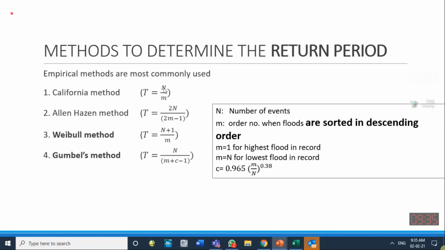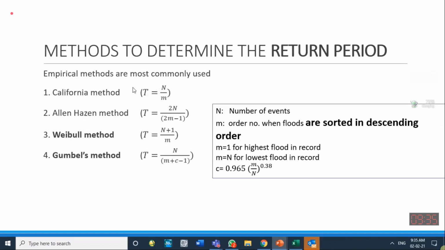So if n is the number of events in the series of data, and m is the rank of that event, m is the rank in descending order. If we arrange the whole series in descending order and give rank 1 to the highest data, rank 2 to the next highest, rank 3 to the next value of the data, then m is the rank of that data. So the California method says that the return period is n over m: the total number of events in that series divided by m.